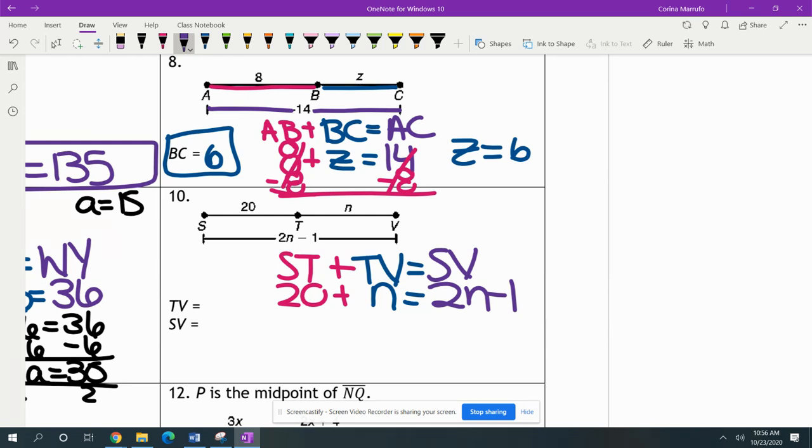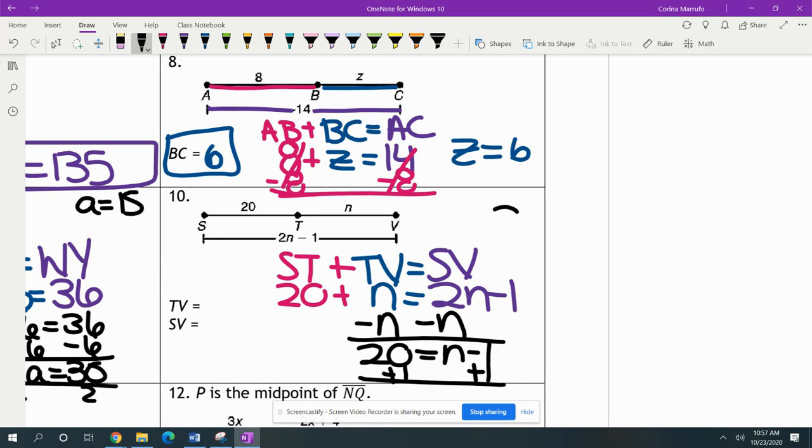Okay, so we're going to go ahead and solve for N. I'm going to move this N to the other side, so minus N, and we get 20 equals N minus 1. Then I'm going to move this 1 to the other side by adding, and we end up getting 20 equals, no, not 20, 21, sorry. 21 equals N.